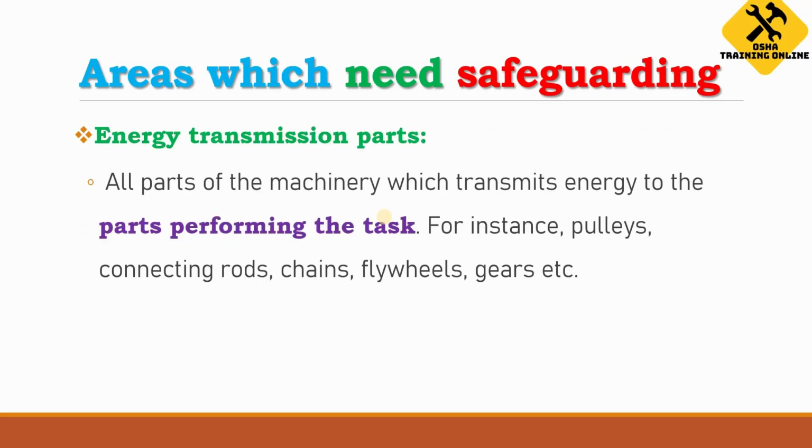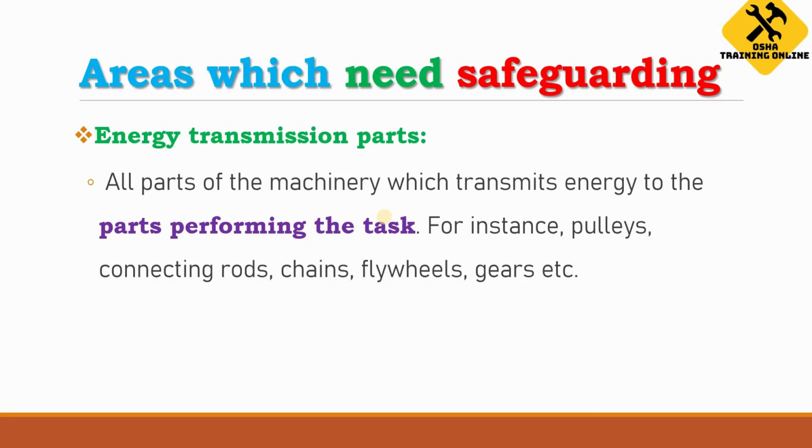The next area is the energy transmission part. These are all parts of the machinery which transmit energy to the parts performing the task. We have to barricade certain parts of the machine and safeguard them. What does it mean? We have to build a structure around these parts of the machine. What are they? Pulleys, connecting rods, chains, flywheels, gears.